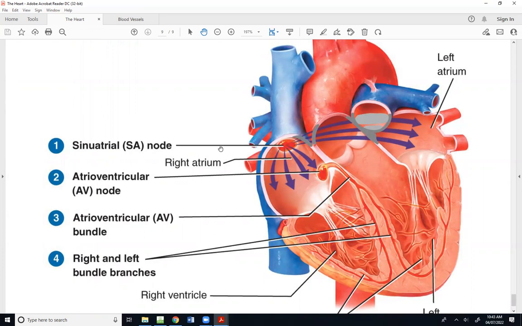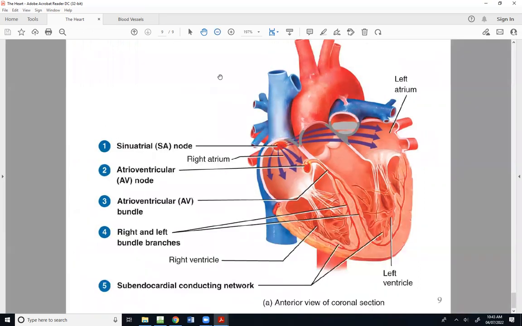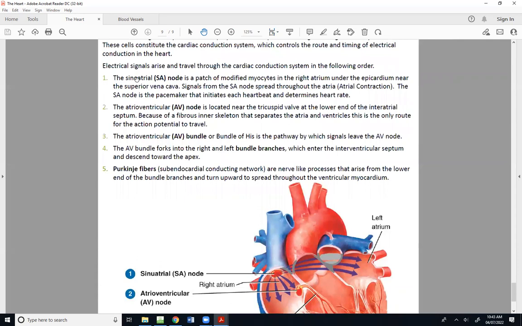It all begins with what we commonly will just shortly call the SA node, which is short for sinoatrial node. It has always been sinoatrial node. I don't really know why they've kind of changed it to sinuatrial node. But the sinoatrial node, as you can see, I have it listed up here at the top, is a patch of modified myocytes in the right atrium under the epicardium near the superior vena cava. This is what we would commonly call our pacemaker, and I would highlight that because this is where the original signal that triggers each heartbeat occurs.